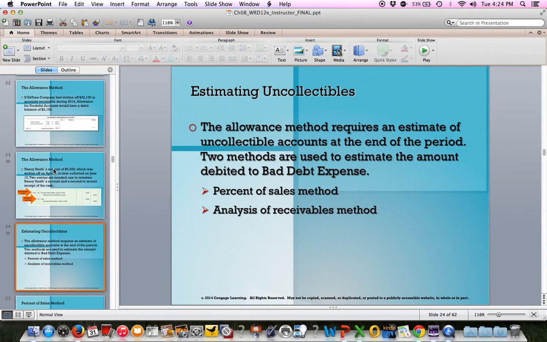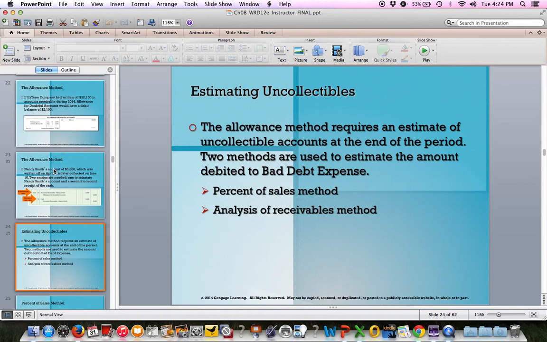It says that the allowance method requires an estimate of uncollectible accounts at the end of a period. And there are two methods that we use to come up with that estimate. This is kind of the first real item that we've come up with in our class that involves an estimate, besides a few things regarding depreciation. But just so you know, accounting does have a lot of estimates in it. We are doing the best guess that we know today of what we believe will happen in the future. And that's what bad debts expense is.